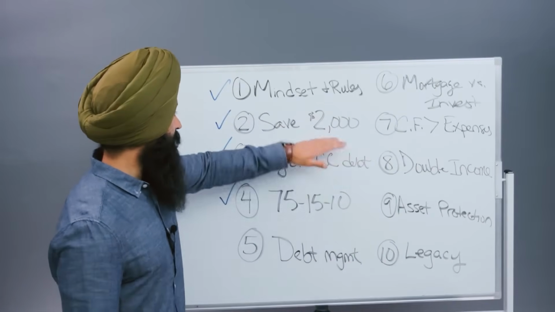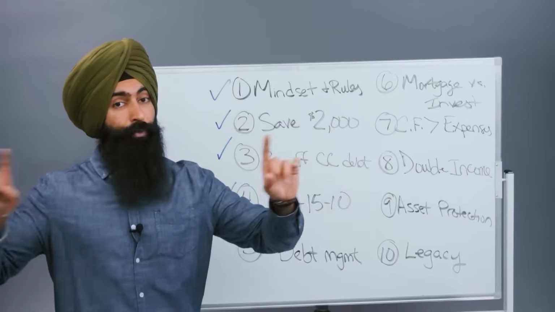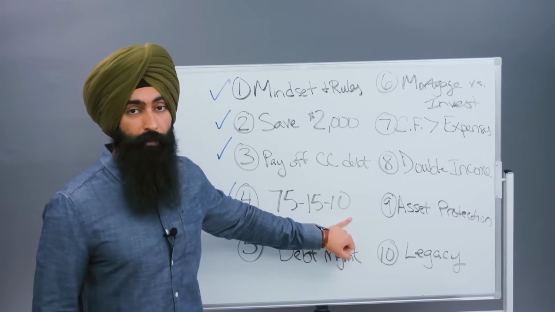Now, we've gone through the first 4 parts of this checklist. I got the mindset and the rules down. I saved my $2,000, I paid off the credit card debt, and now I have 3 different bank accounts, 75, 15, 10, that I'm following with this financial system.